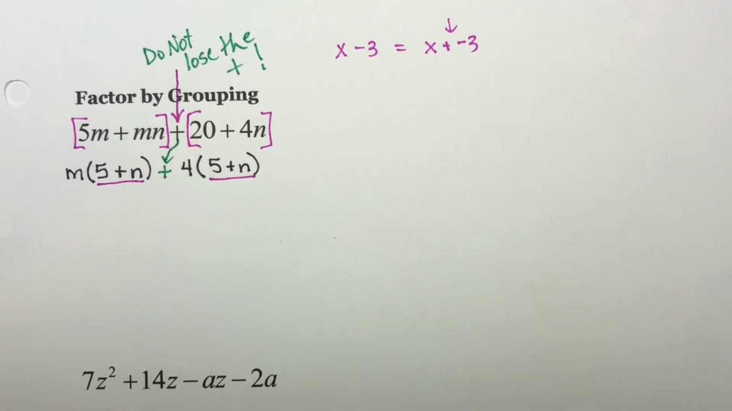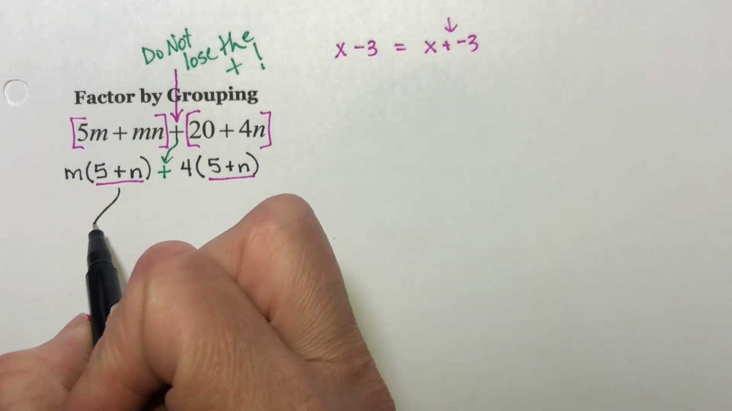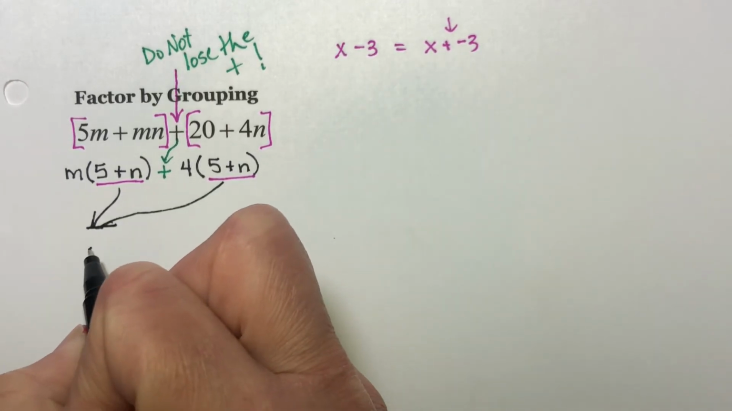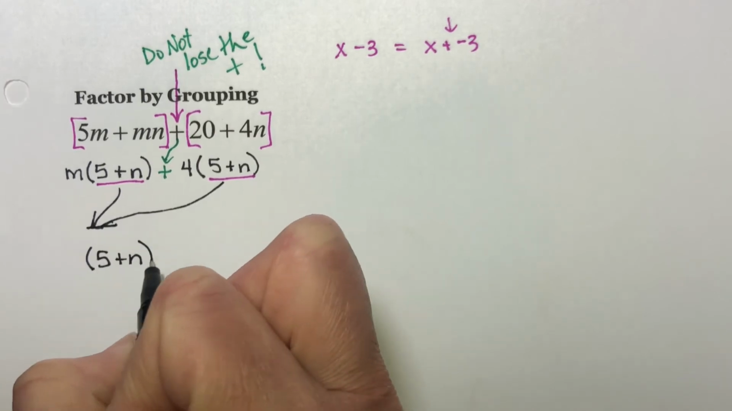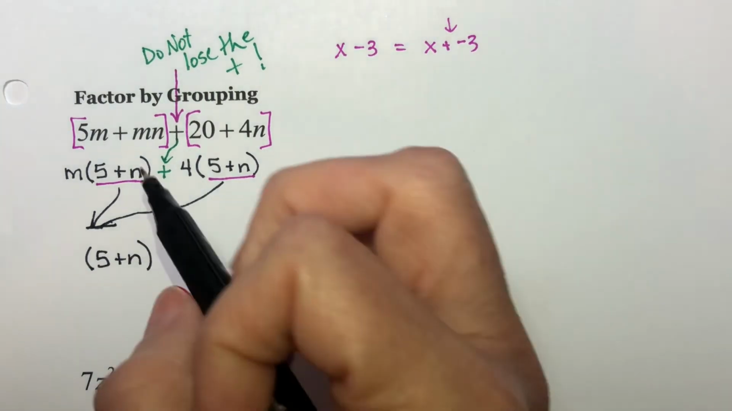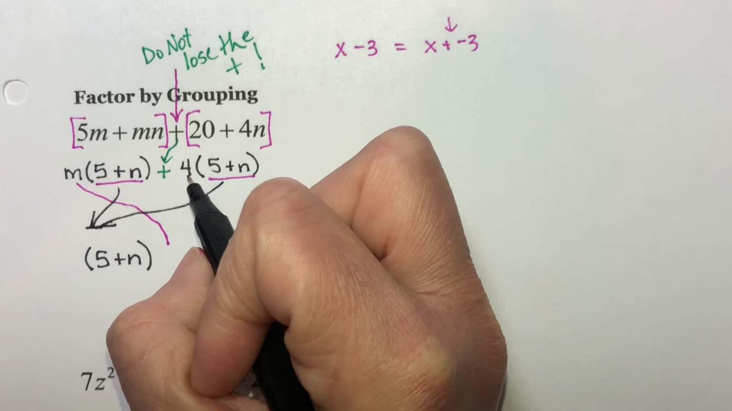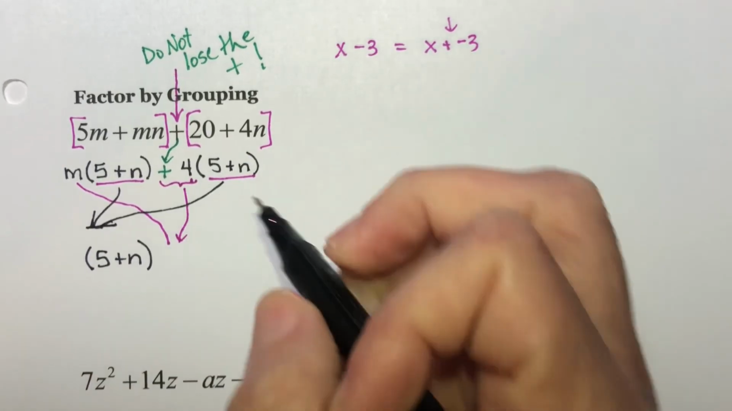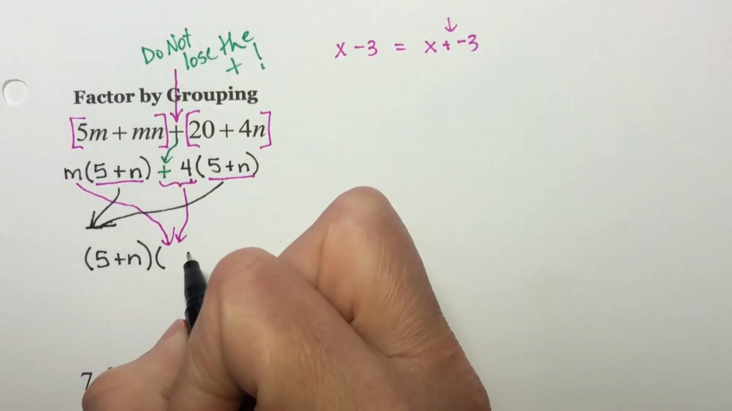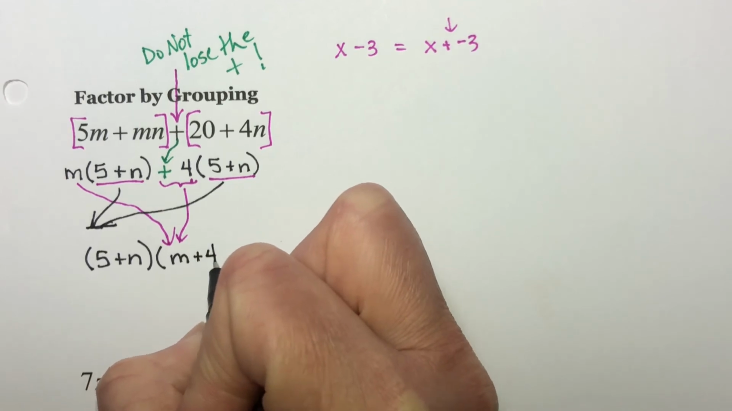Now, technically, these are now a GCF and I factor them out. I find that my students have a hard time understanding that until they get a lot more practice. So for right now, what I suggest that you do is you think of these as collapsing into one set of parentheses and write it down once. And then you make a set of parentheses out of the parts you have left. I have an M and I have a plus 4. That's why you can't lose the plus. So this set of parentheses here will be M plus 4.